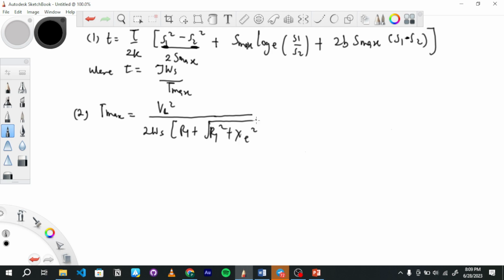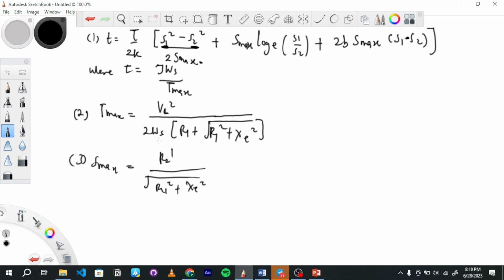I said, these are formula work. So here I need tau. I'm finding tau, right? I need to find T max. Now I also need to find S max. That can be my third formula. S max is equal to R2 prime over the square root of R1 squared plus XE squared. This is my S max.